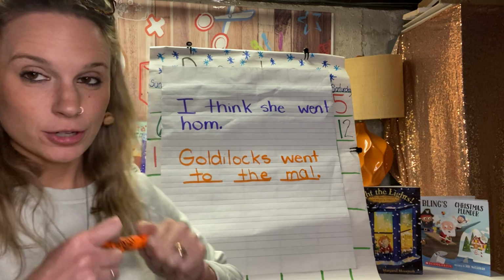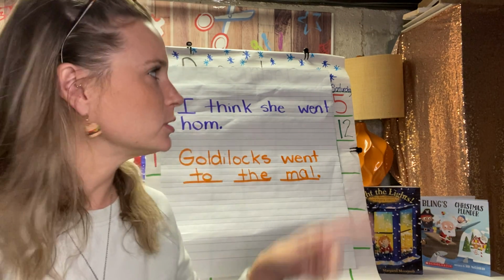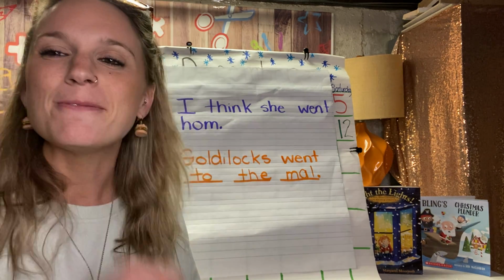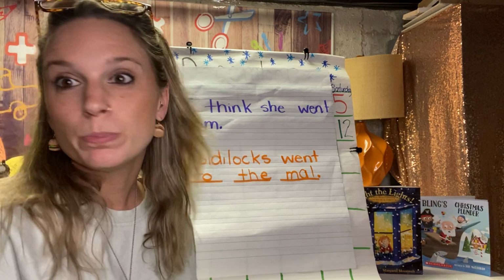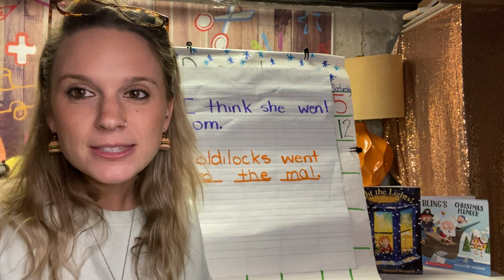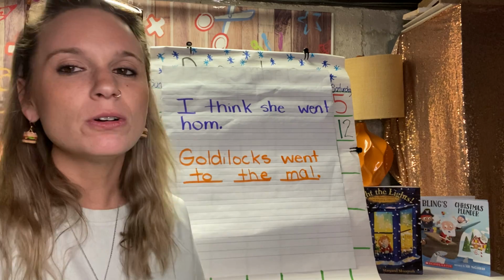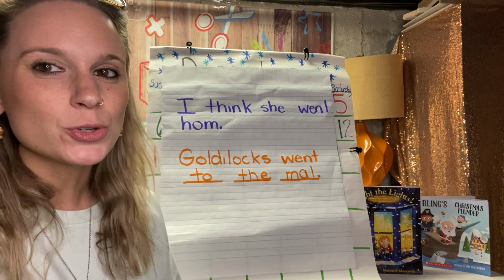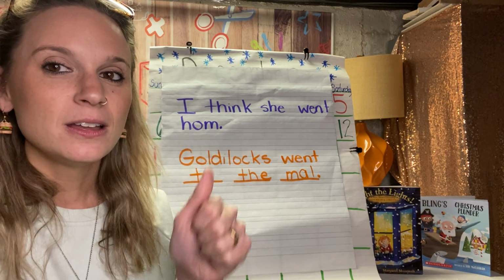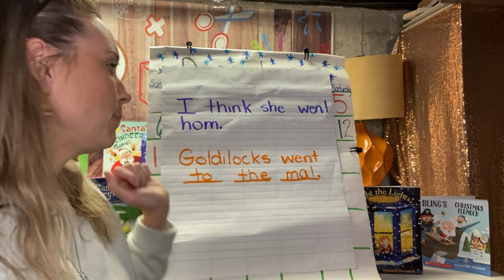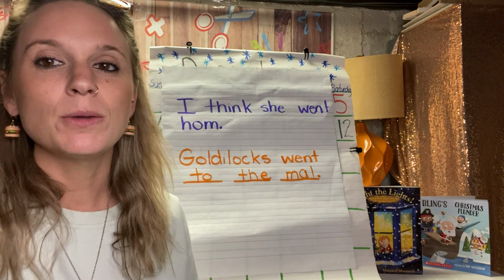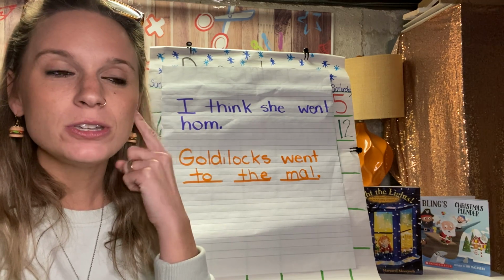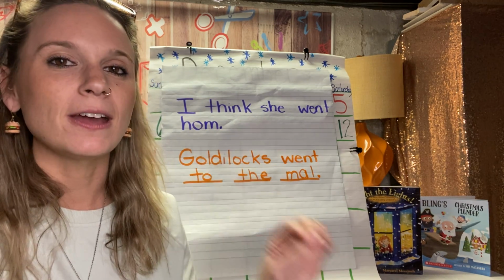So now it's your turn, boys and girls. I want you to get creative. I don't want you stealing my ideas. I don't want you to write that she went to the mall because that's what I think. I want you to think of something different. It can be super silly. It can be serious. It can be whatever you want. If you think Goldilocks went to the carnival, write about that, okay? So make sure that you're spelling your sight words correctly, that you're starting your sentences with capital letters, you're ending them with a period, and the most important part today is that for every sound you hear, every single sound, you are writing a letter.